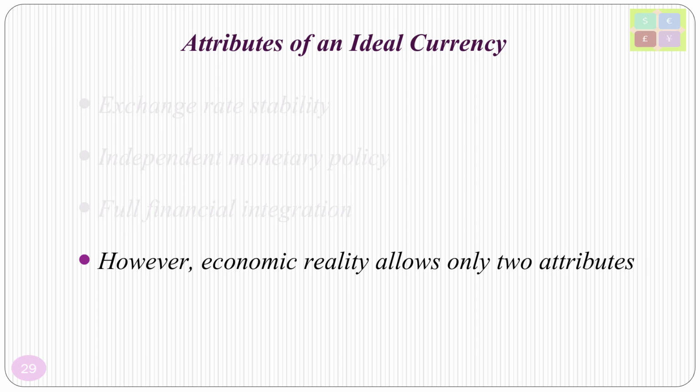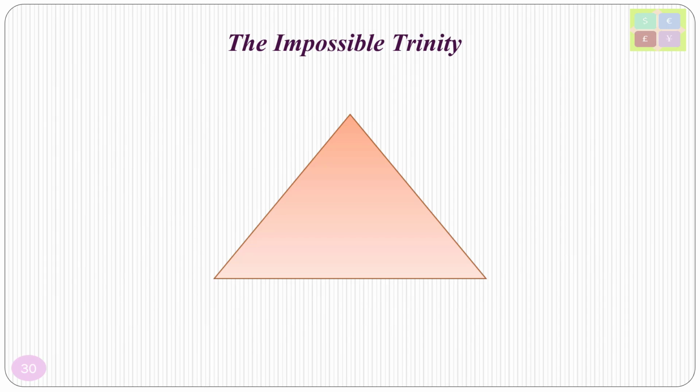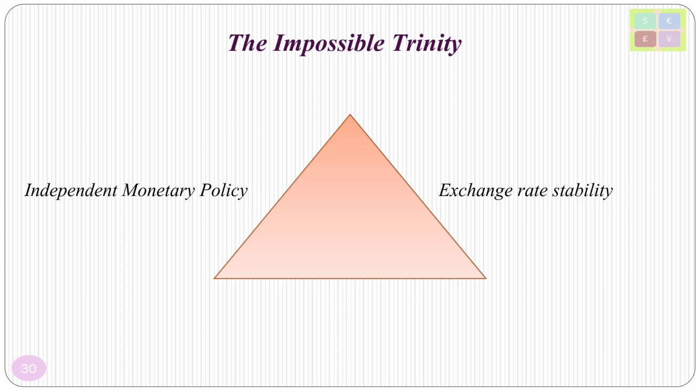However, economic reality allows only 2 out of the 3 attributes. This is known as the impossible trinity. Let's try to understand the impossible trinity. Here we have the 3 attributes on the 3 sides of the triangle: the exchange rate stability, the independent monetary policy, and the full financial integration. On the angles, we are going to have exchange rate systems.